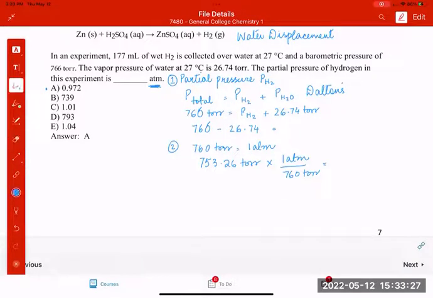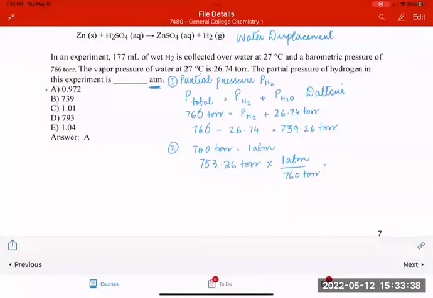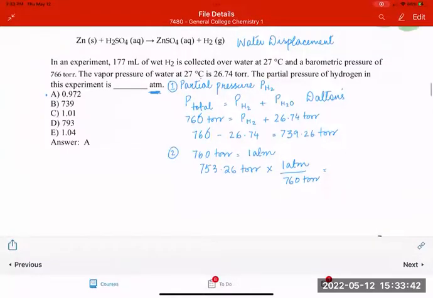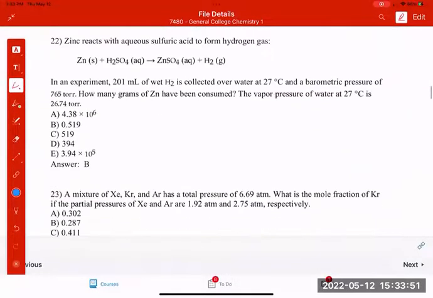Yeah, 739.26. There was a typo from my side. Sorry about that. This was 766 and not 760. I made a mistake in putting down this number. Okay, so just fix it. All right, let's look at the next one.